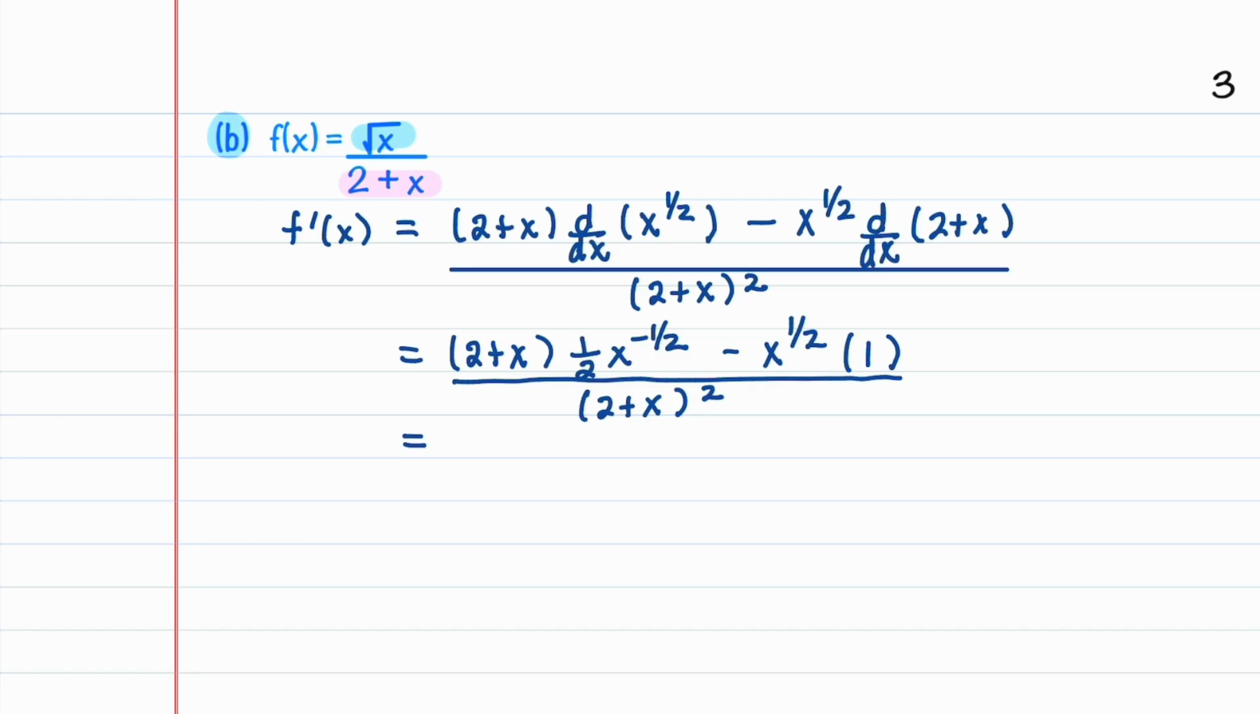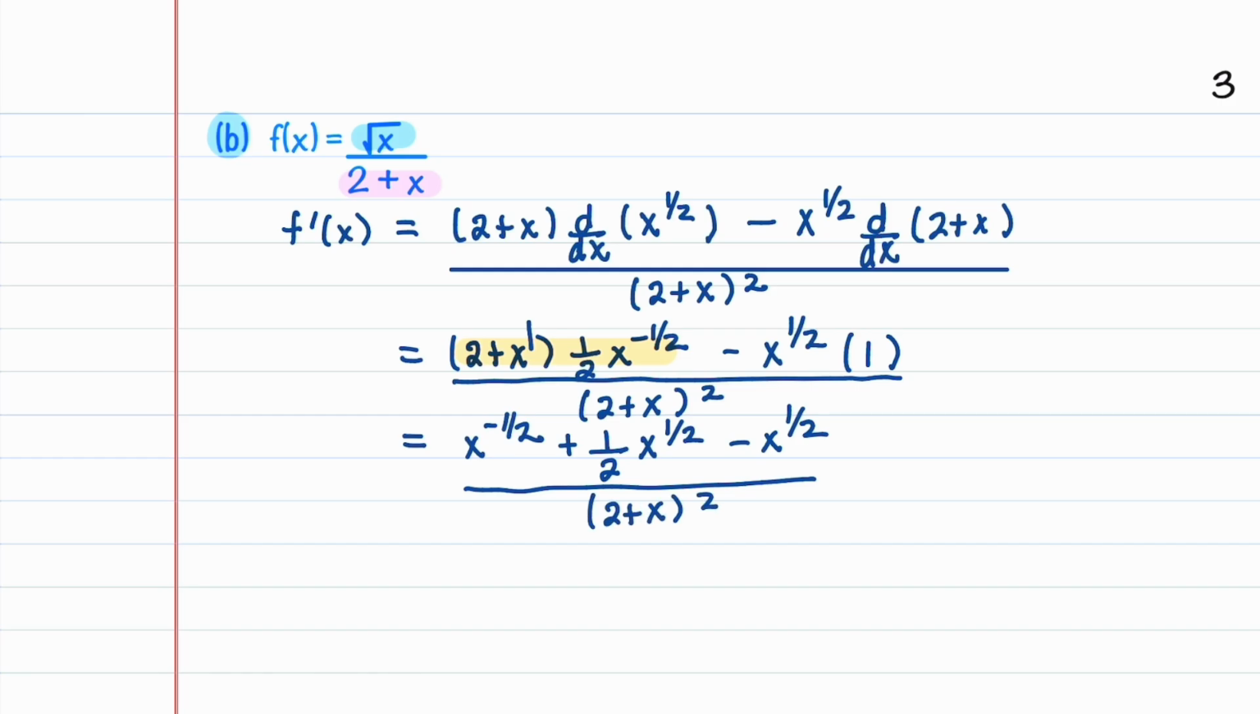Now let's go ahead and look at this top piece right here, and let's multiply that out. We have 2 times 1/2 is 1, so our first term is just x to the minus 1/2, and then we have a plus 1/2 x times x to the minus 1/2. Remember that x just has a power of 1, so it's 1 minus 1/2, which gives us an x to the 1/2, and then minus x to the 1/2, all divided by 2 plus x quantity squared.